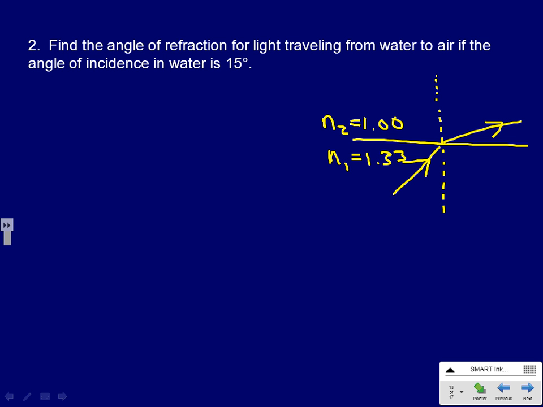Where does my given angle go? Where does the angle that I've given you go? It's an angle of incidence. What do you think? Kendall, what do you think? Bottom or top? The bottom, because that's where it started. It goes in the bottom. So my 15 degrees is right here. And what symbol do I give with the theta, 1 or 2? So theta 1. And that makes this theta 2.